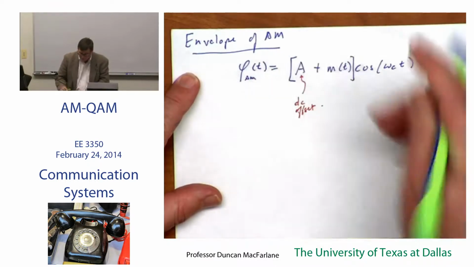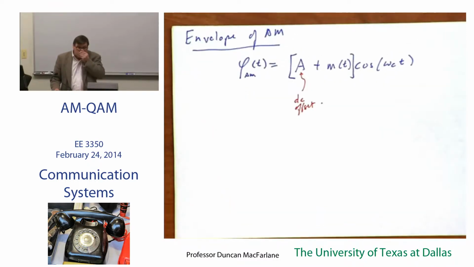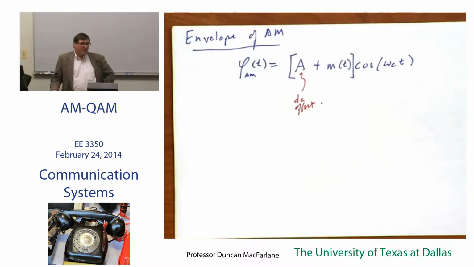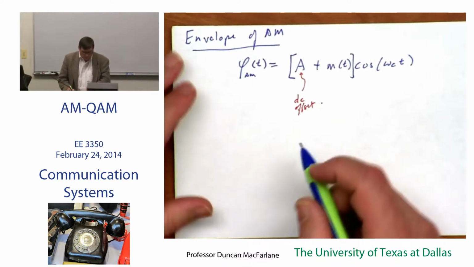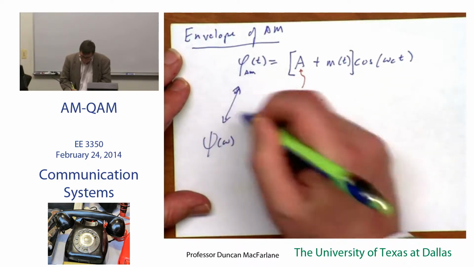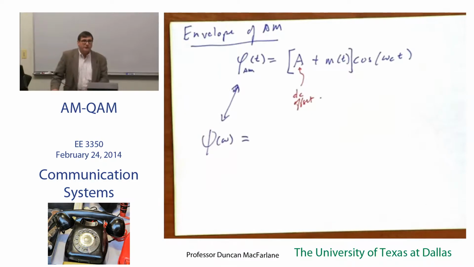And I'm going to start to try to adhere to Lathi's notation and keep things kind of consistent. So this signal that comes out of my transmitter, I'll write that as a sloppy phi AM as a function of time. My message signal is m(t), m for message. That's not too much of a stretch. And so this is the form of a typical AM signal. And what I want to do is find the Fourier transform of that.